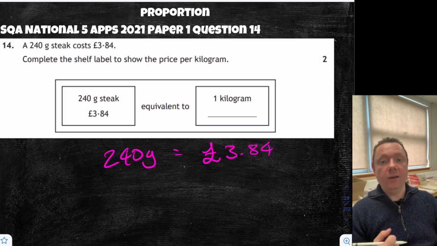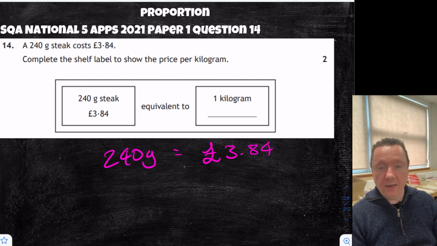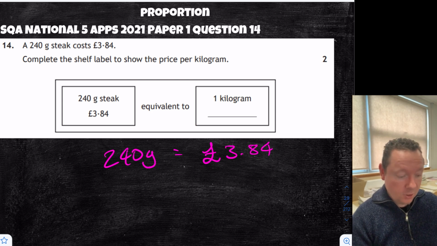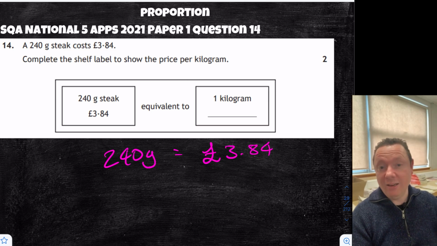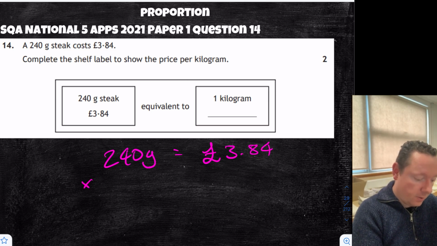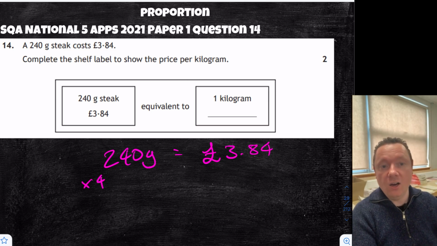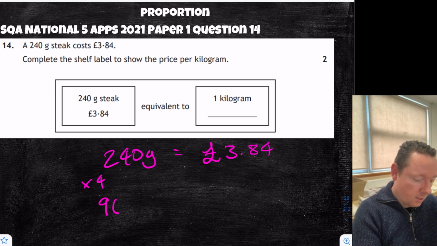So you can either go down to 1 gram, you can always do that each time, or you can do a bit of clever maths to get there. It's up to you. What I'm going to do actually is get as close to a kilo as I can. So if I times this by 4, that gives me 960 grams. So I'll know the price of 960 grams by timesing this by 4. 4 fours is 16. 4 eights is 32, plus 1 is 33. 4 threes is 12, 13, 14, 15. So that'll take me to £15.36.